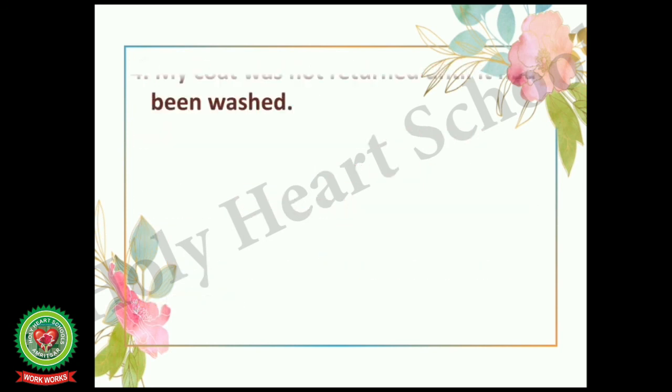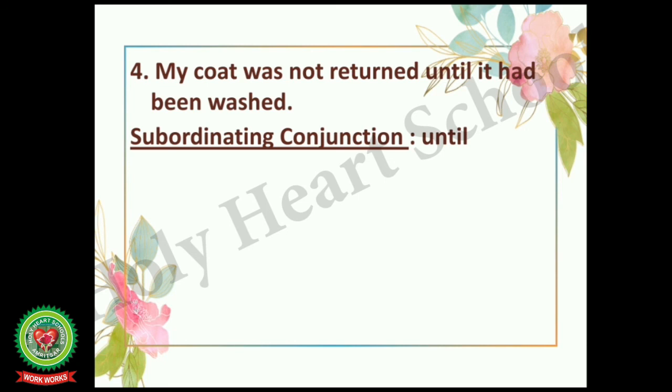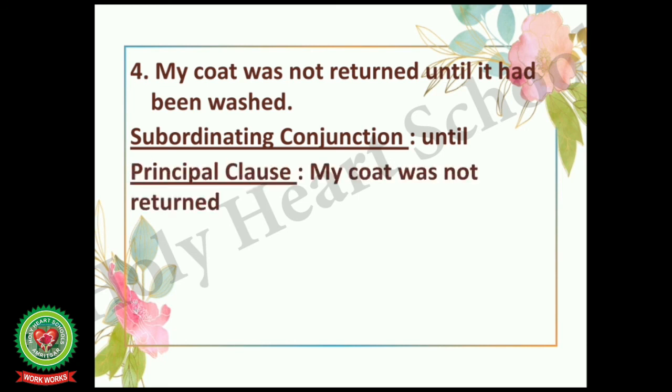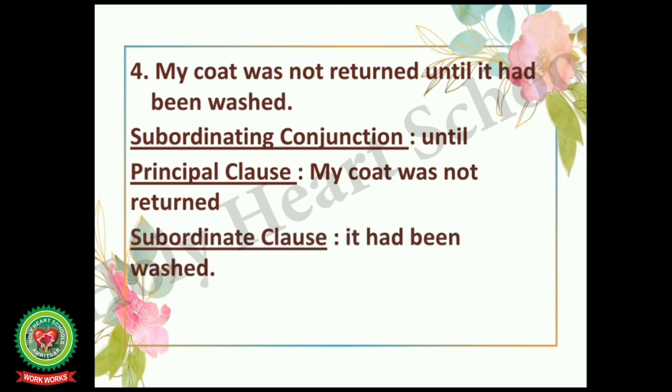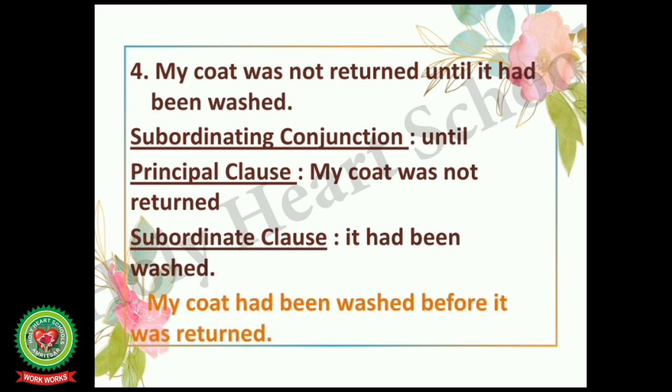Next example, my coat was not returned until it had been washed. Here, the subordinating conjunction is until. The principal clause, my coat was not returned, and subordinate clause, it had been washed. So, we will use the subordinating conjunction of time before with the principal clause, and our answer will be, my coat had been washed before it was returned.